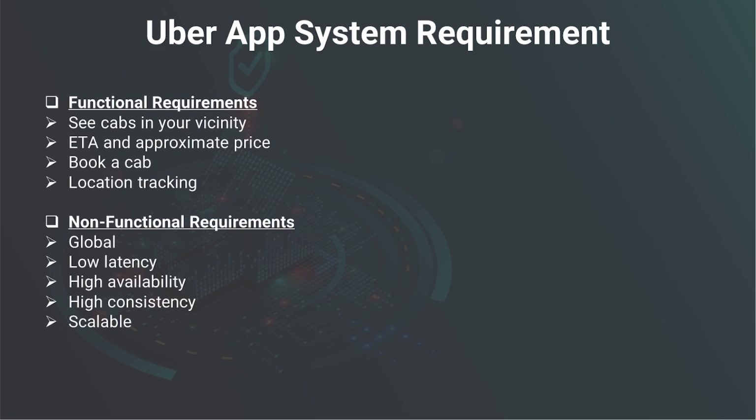Let us now see the functional requirements. We should be able to see cabs in our vicinity that are available to book. We should be able to see the estimated time of arrival and approximate price for our trip. We should be able to book a cab and do location tracking of the same. For non-functional requirements, the application should be globally available. It should have the lowest latency possible while booking and performing other operations. The application should have high availability and high consistency. It should also be scalable as per the incoming usage models.